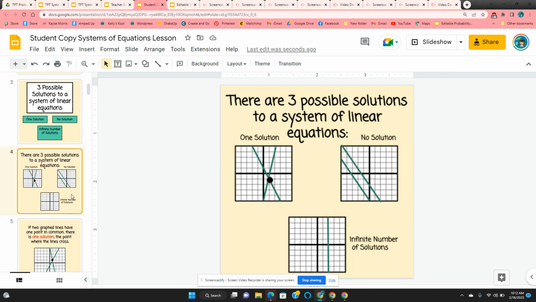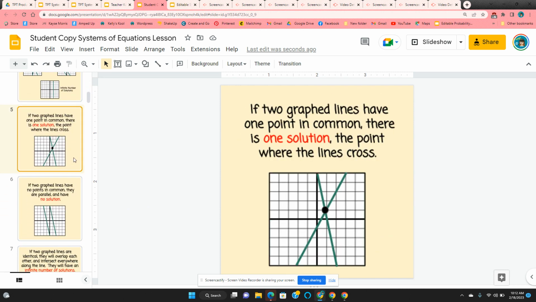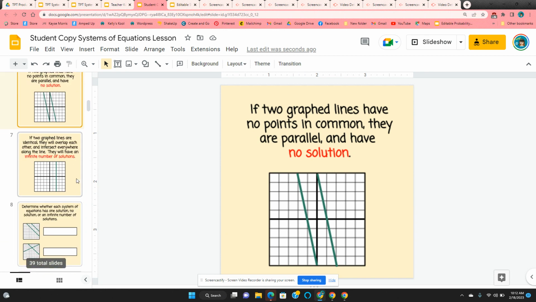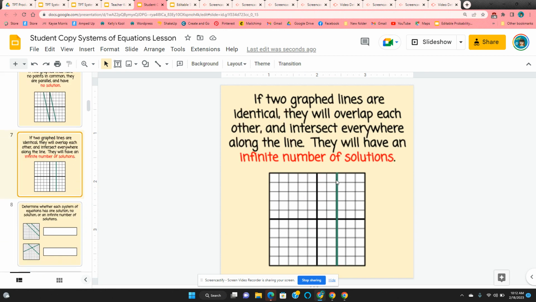And here's what the graph looks like for each one. For one solution, there are two lines that cross at one point, and this point is their solution. If the lines are parallel, there is no solution because they will never cross. And if it's the same line, it would be one line on top of the other, which means an infinite number of solutions.